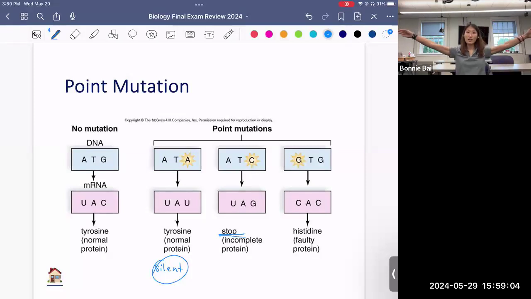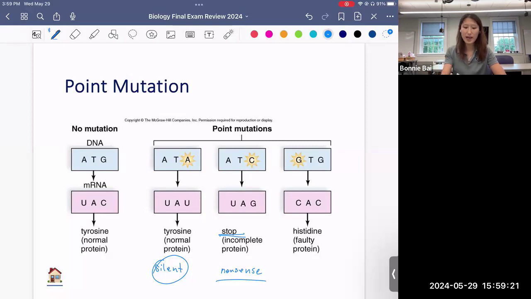So DNA is this long, but now your mRNA might only be like this long because it stopped right here early. There's a premature stop codon. So we call this a nonsense mutation. Okay, it is still a point mutation, but specifically the type is a nonsense mutation.